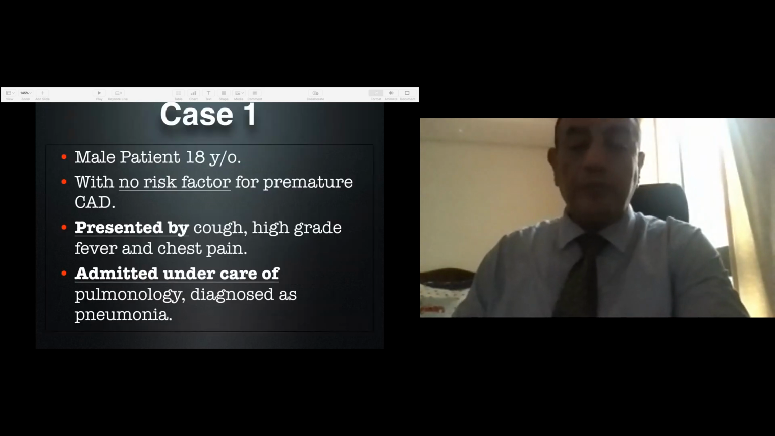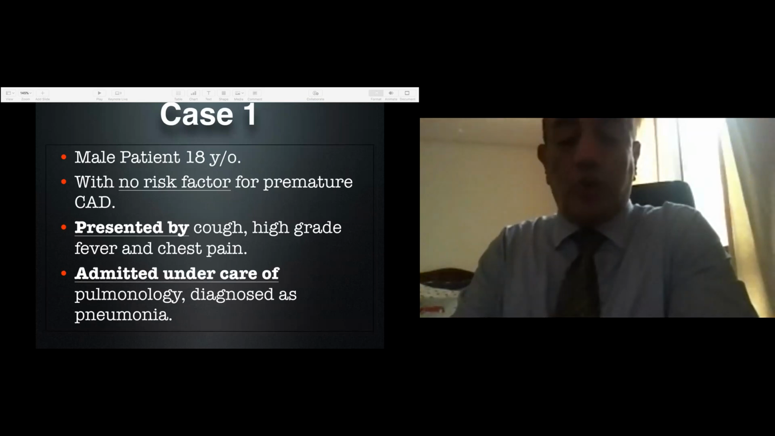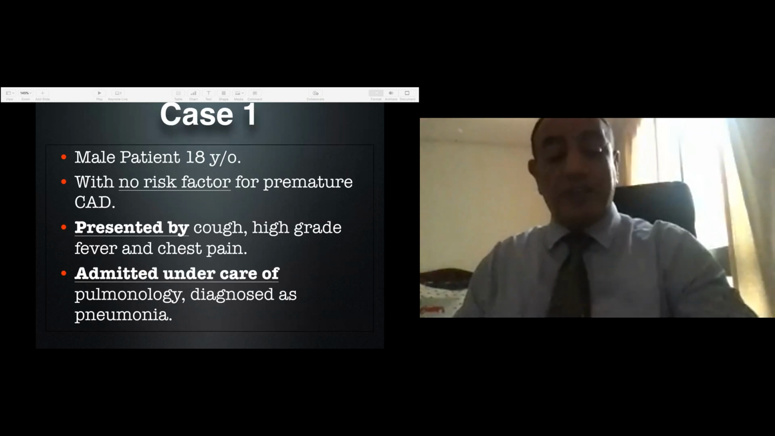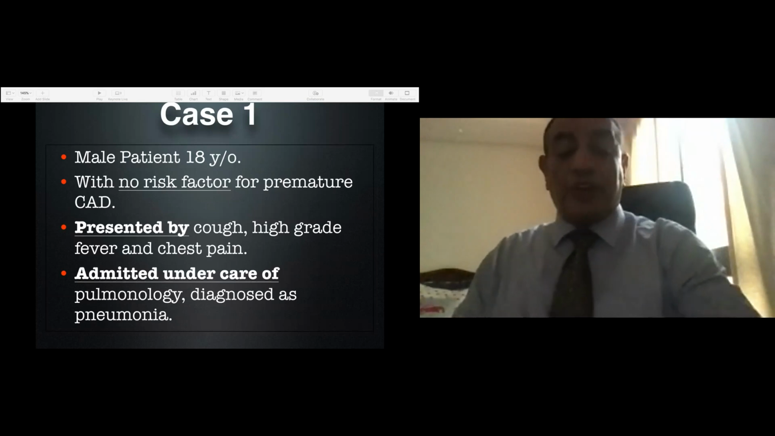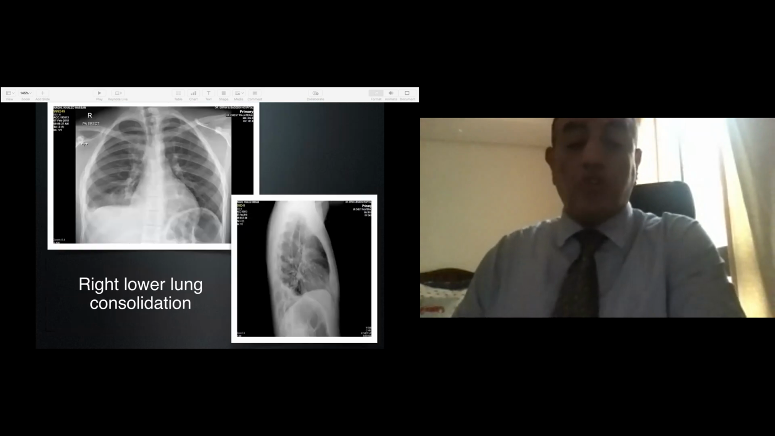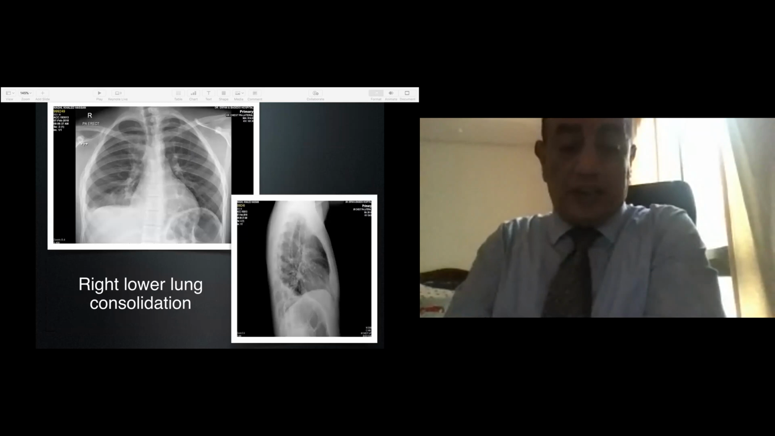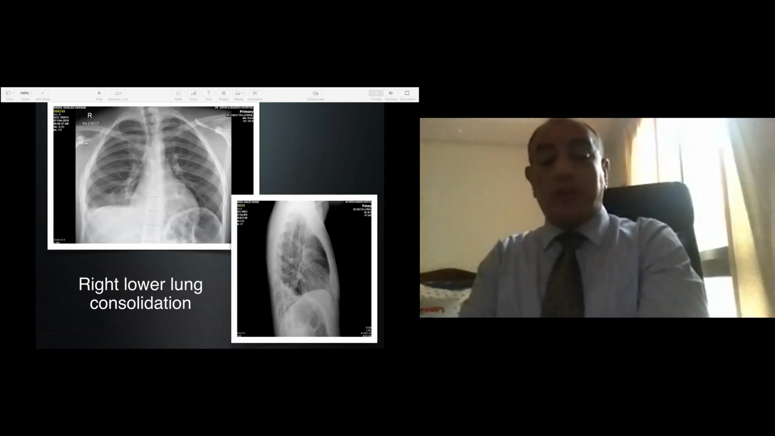The first case I will present today is an 18-year-old boy with no risk factors for premature coronary artery disease, presenting with cough, high-grade fever, and chest pain. He was admitted under the care of a pulmonologist as a case of pneumonia because the chest X-ray showed right-sided veiling and slight right-sided pleural effusion.